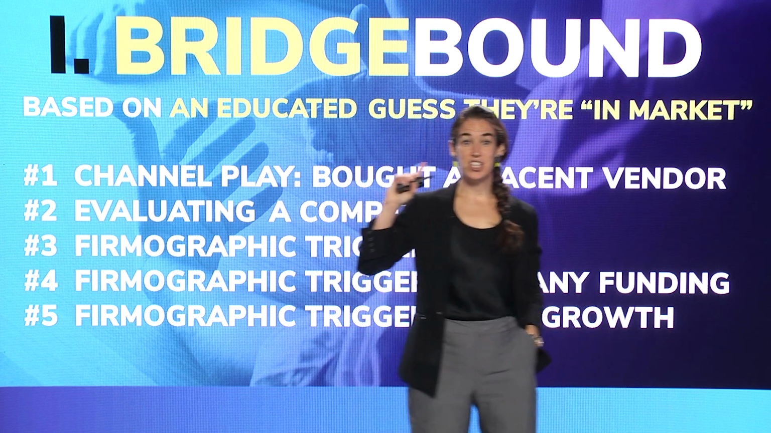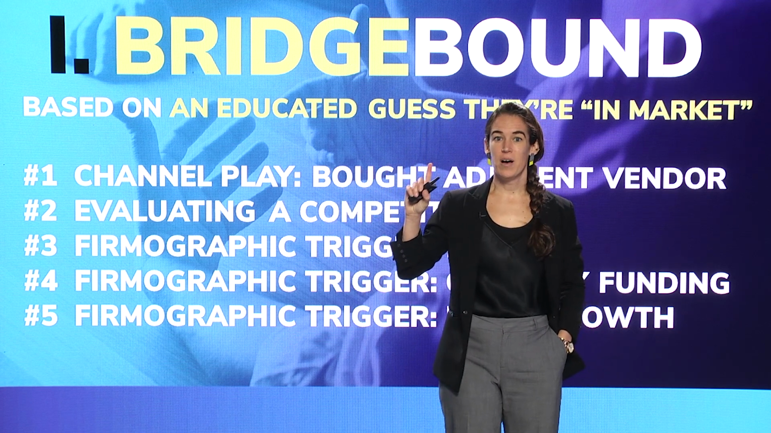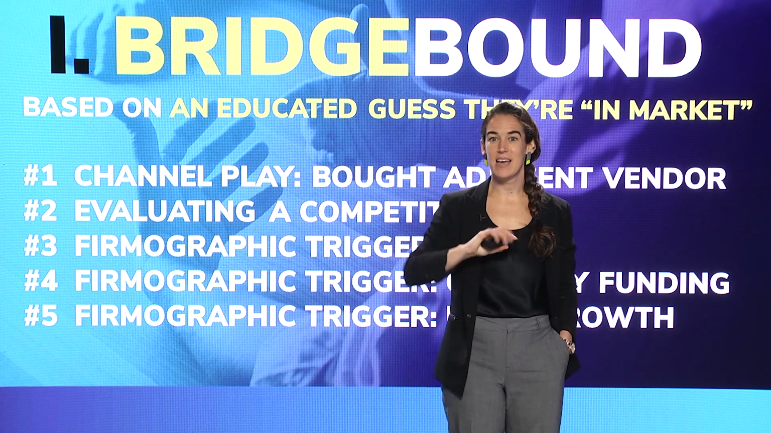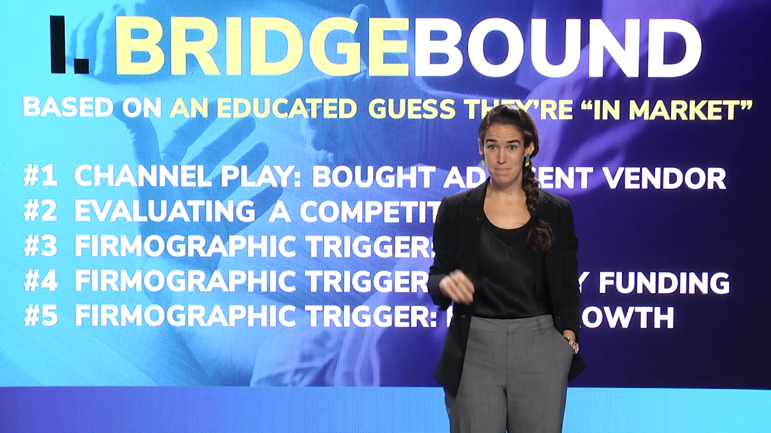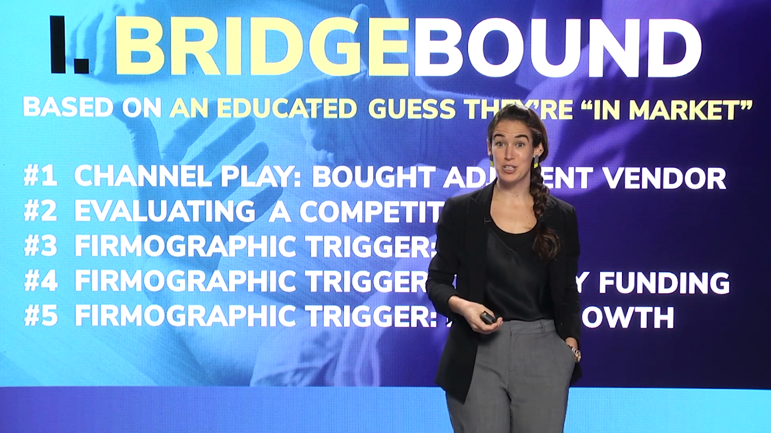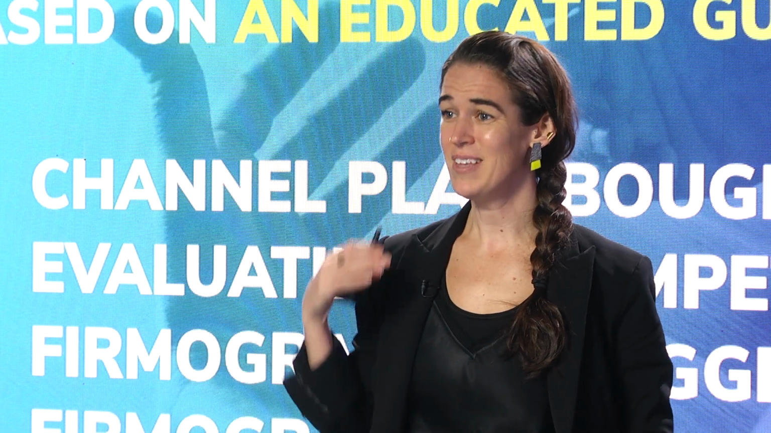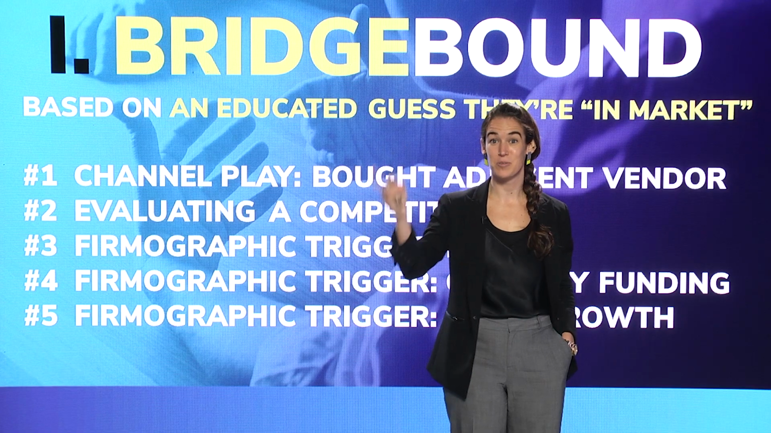Number 1, a channel play. So typically, if people are in the market, let's say they are going to start to run a marathon, they're going to buy new running shoes, and they're going to buy new running shirts and pants. So let's say that I am selling running shirts and pants. Okay, I want a short list of all of the people who are buying running shoes. Because if they bought shoes, it's likely that they would be in market also for these running pants and shirts.